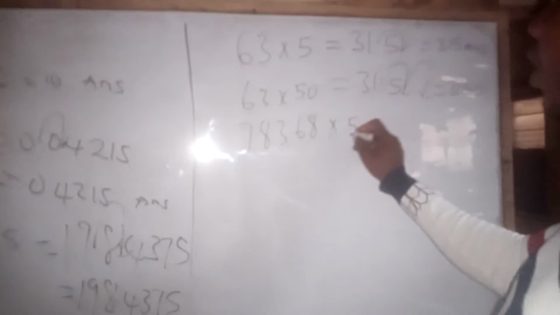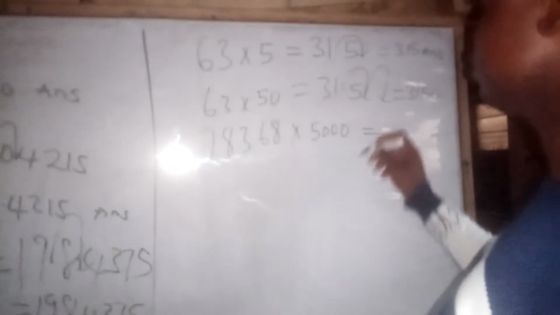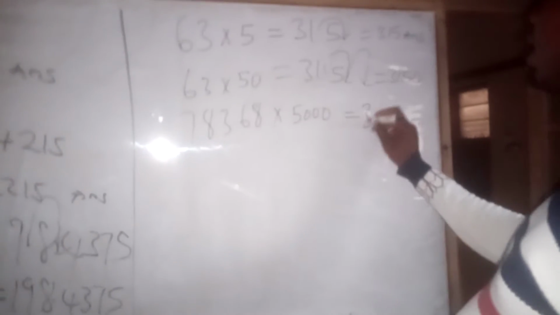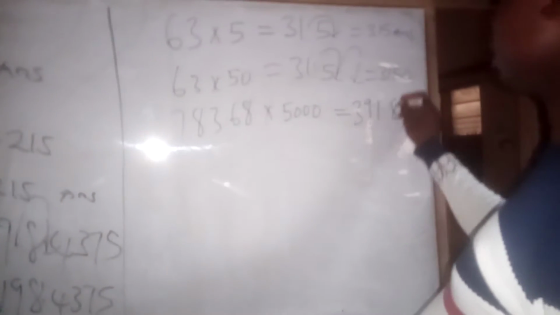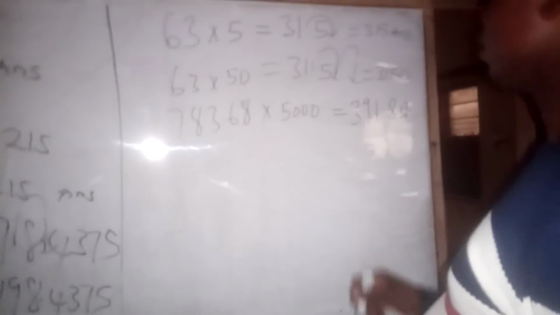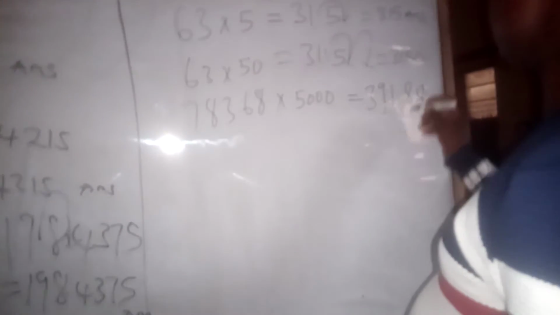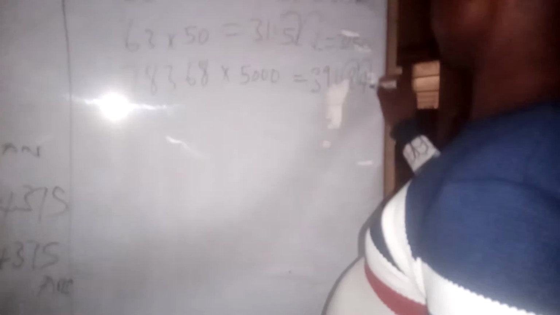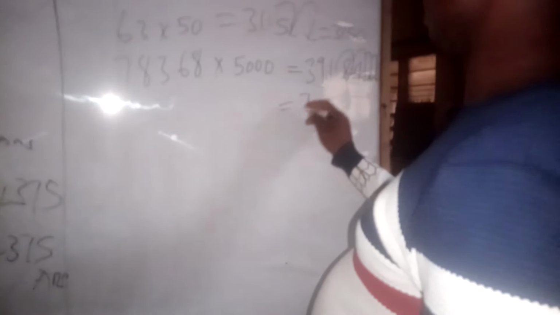So if I have 73.68 times 5,000, no problem. Half of the digits gives 36.84, or 3684. Now how many digits are in 5,000? 4 digits. So I shift the decimal place 4 steps forward. 1 here, second. Now I have exhausted the digits, so the rest is just to add 2 zeros to make it the 4 decimal places. That's 368,400. That becomes your answer.